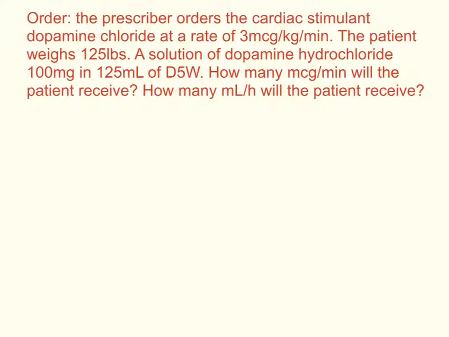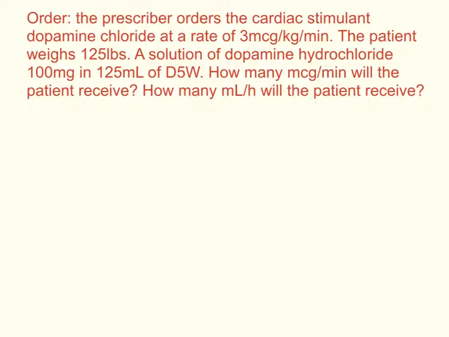So this is question 16. The question states the order is the prescriber orders a cardiac stimulant, dopamine hydrochloride, at a rate of 3 micrograms per kilo per minute. The patient weighs 125 pounds. A solution of dopamine hydrochloride is available in 100 milligrams and 125 mils of D5W. D5W stands for 5% dextrose in water. How many micrograms per minute will the patient receive, and how many milliliters per hour will the patient receive?